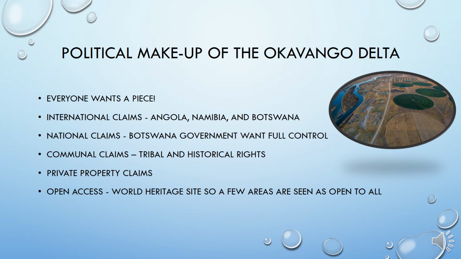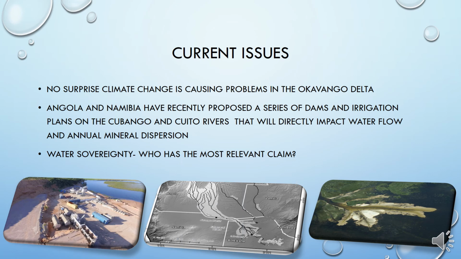There are also private property claims that come from colonial times as well as times that are now, where people have bought specific parts of the land and state that because they own that land and that land is theirs, regardless of other claims that come upon it. Then there are places that are specifically open access. The Okavango Delta is a World Heritage Site, so a few areas are open to all or claim to be open to all, but that is also a contention that other people within different claims, like international or communal claims, are struggling with.